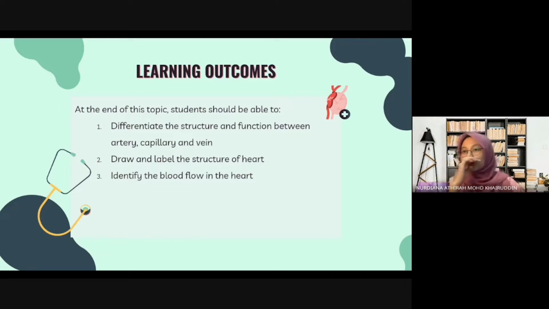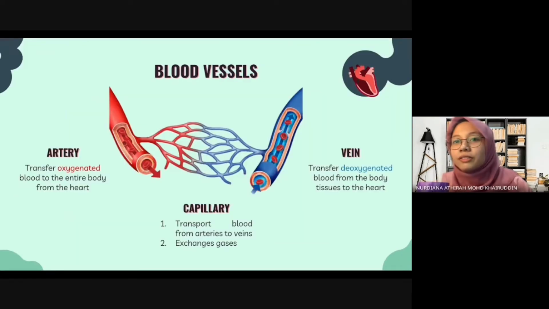So let's take a look at this topic, okay? At the end of this topic, students should be able to differentiate the structure and function between the artery, capillary, and vein, draw and label the structure of the heart, and also identify the blood flow in the heart. I can see that everyone is very excited. So let's start our lesson. Now we are going to learn about blood vessels.